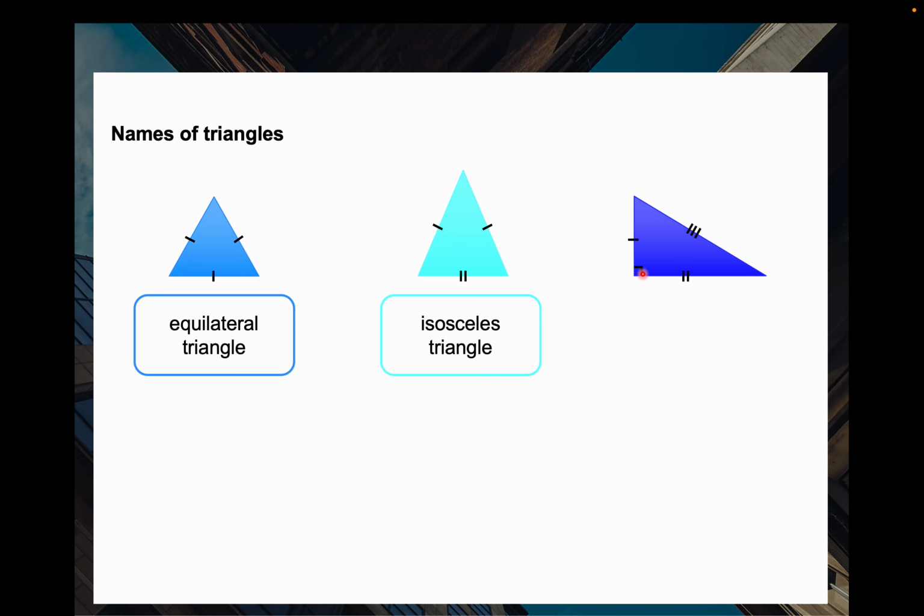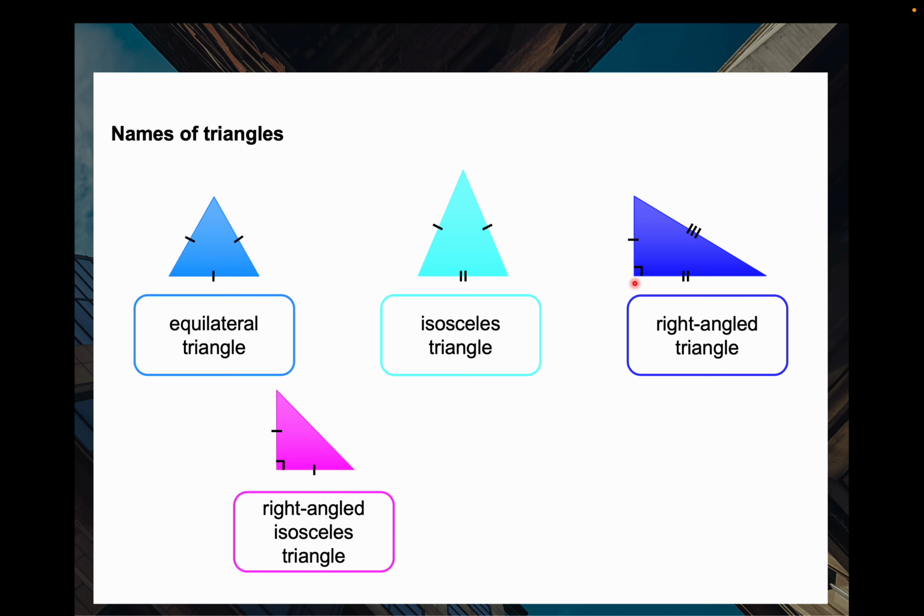When one of the angles of a triangle is 90 degrees, we call this triangle a right angled triangle. We can have an isosceles right angled triangle as well, when the legs of the right triangle are the same, and of course one of the angles measures 90. This is called a right angled isosceles triangle.